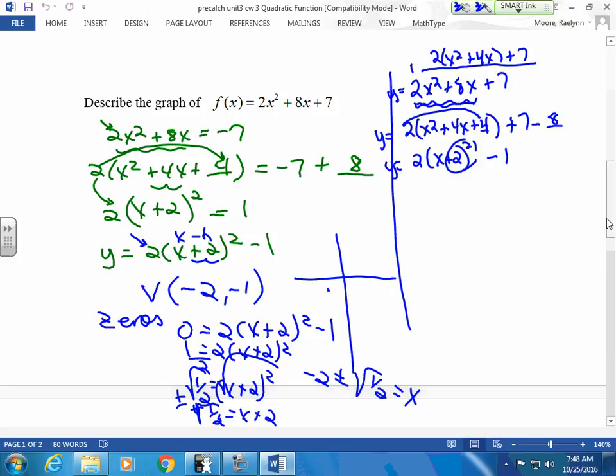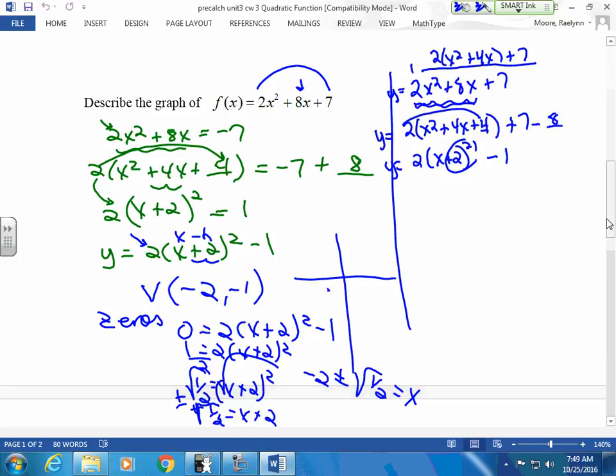Those are my roots. If I tried to factor this, would you be able to factor that? You'd have to use your quadratic equation, right? 2 times 7 is what? 14. Do I have factors of 14 that add up to 8? So I can't factor that, right? So you would use your quadratic equation. However, you went through all this work to find out where your vertex is, where you're going to cross wherever.